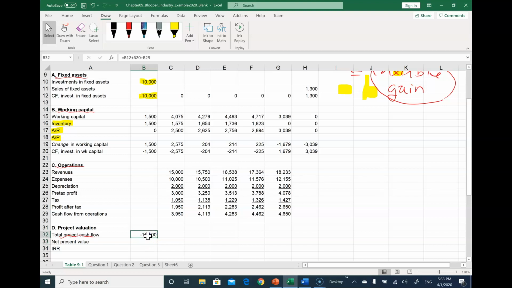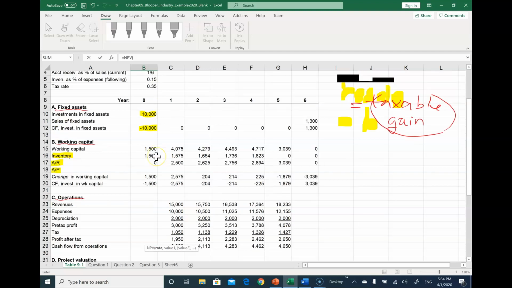Okay, then when we hold it and drag it till year 6, we get all the cash inflows from working capital, cash flow from operations, and the sale of the fixed asset in year 6. And when we have that, now we can calculate the net present value using the discount rate that was given here.